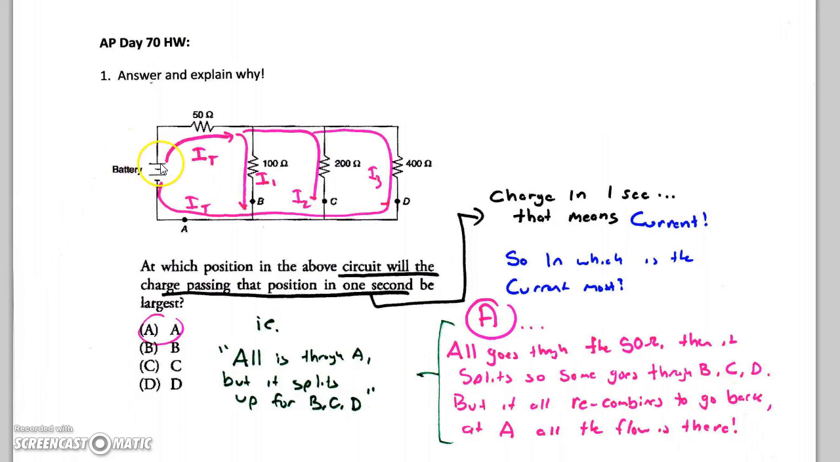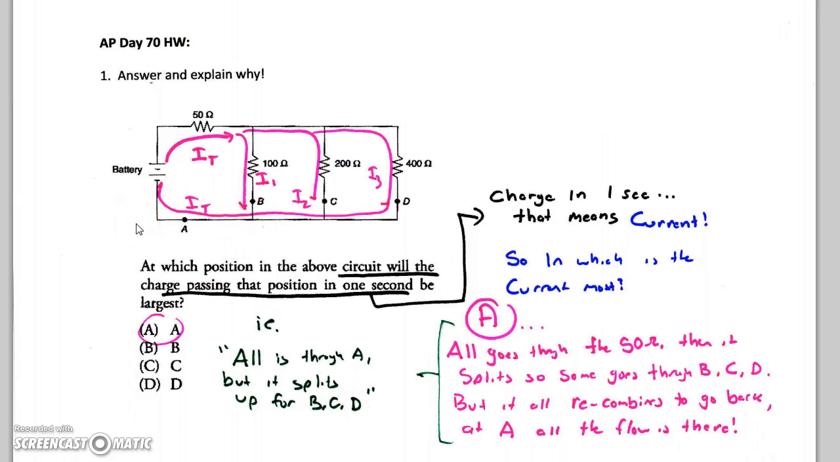As I kind of taught, I want you to draw the flow of current from one side of the battery to the other. So we start off with an arrow starting from the battery, going through the 50 and reaching this junction. We're going to call that IT or just I. At this point, it splits into 3 different paths: I1, I2, and I3. I1 goes through B, I2 goes through C, I3 goes to D. And it comes back, and at this point right here, it reforms back into the original I.